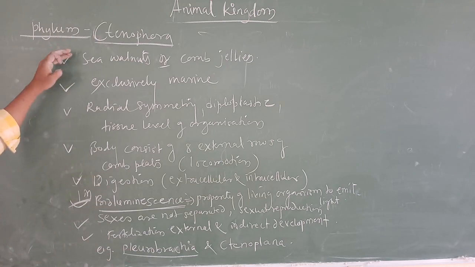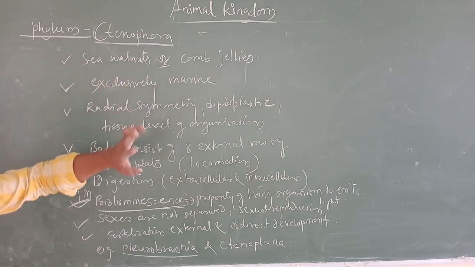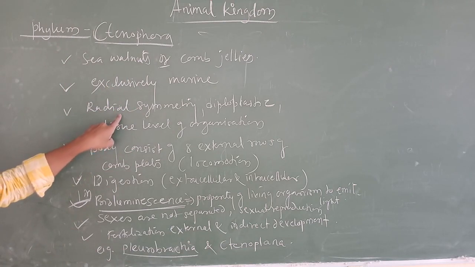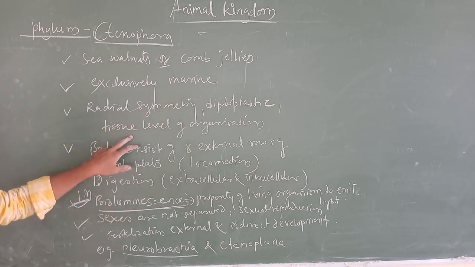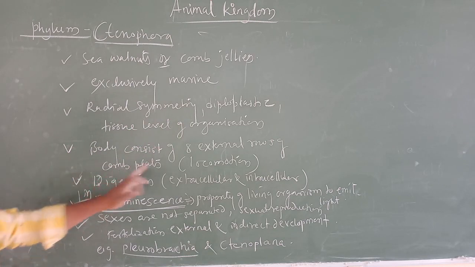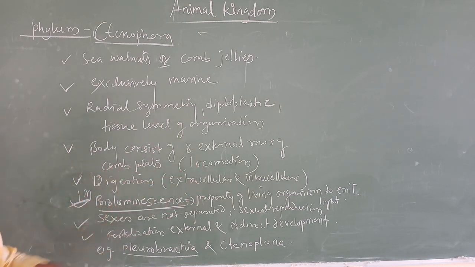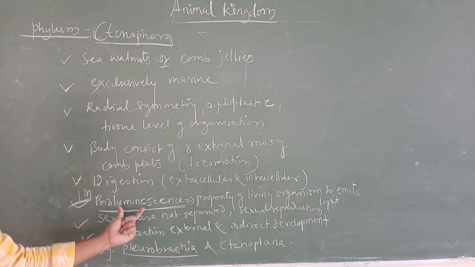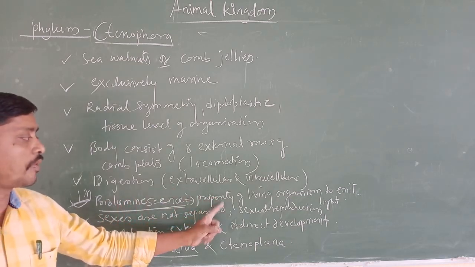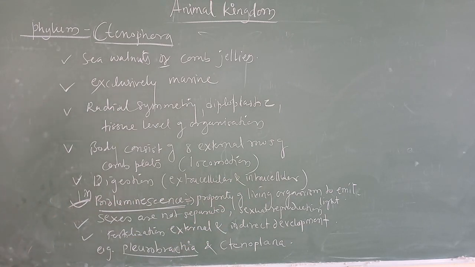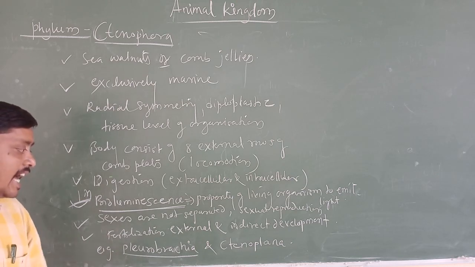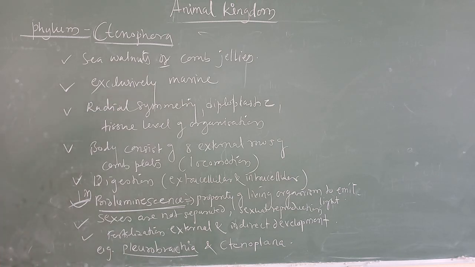Commonly, these are called sea walnuts or comb jellies, exclusively marine. Radially symmetrical, diploblastic, tissue level of organization. Body consists of 8 rows of comb plates for locomotion. Digestion is extracellular or intracellular. Bioluminescence, a very important point here, is the property of living organisms to emit light. Sexes are not separated. Reproduction is by the sexual method. Fertilization is external, development indirect. Examples are Pleurobrachia and Ctenoplana. Okay, this is about Ctenophora.